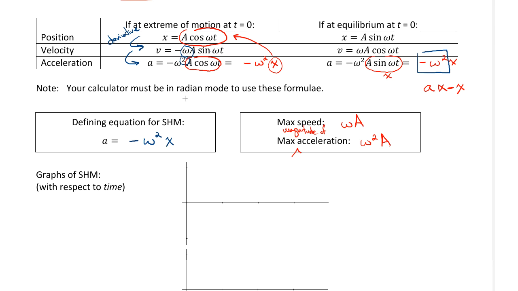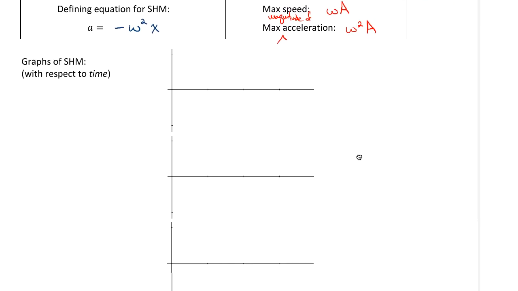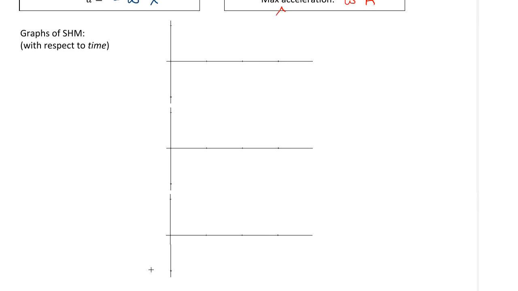Just one more note that your calculator has to be in radian mode to use these formulas, because this kind of taking the derivative that borrows from calculus depends on these being in radian mode. Next, let's take a look at what this means for the graphs of simple harmonic motion with respect to time. We'll graph position time, velocity time, and acceleration time, and we'll use the equations above to think about that.